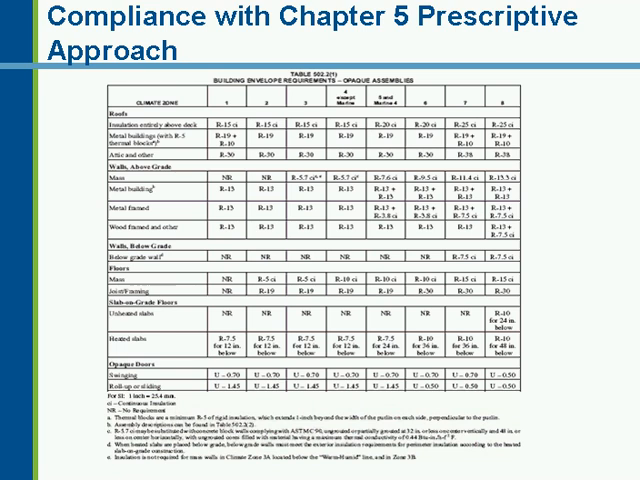This is a new prescriptive approach table. And again, most of the tables were eliminated out of the Energy Code and replaced by this one table. Down in the left-hand column are the building assemblies. Across the top are the climate zones.